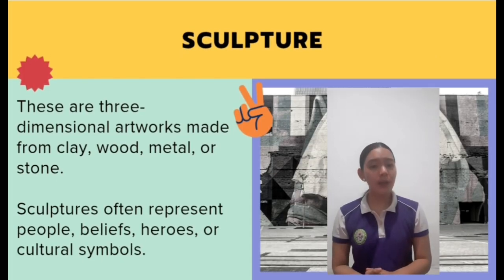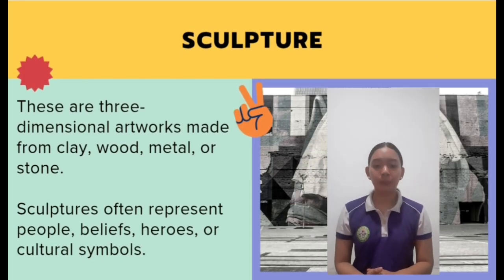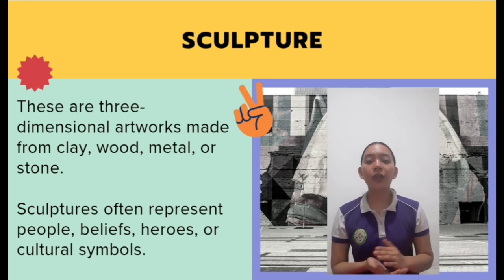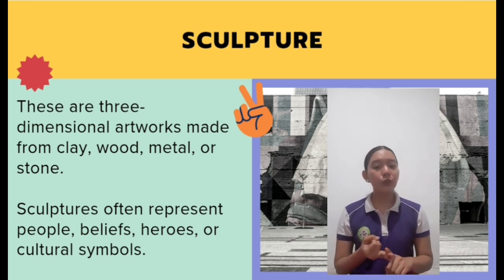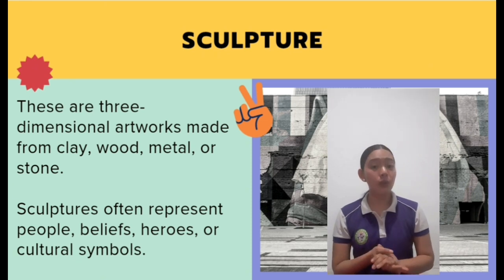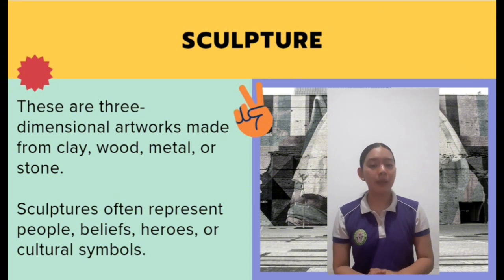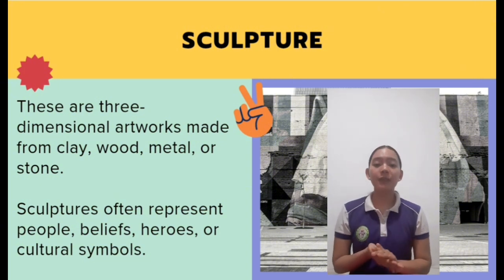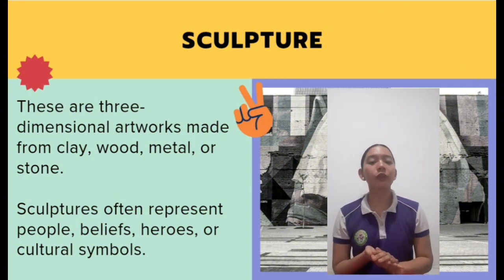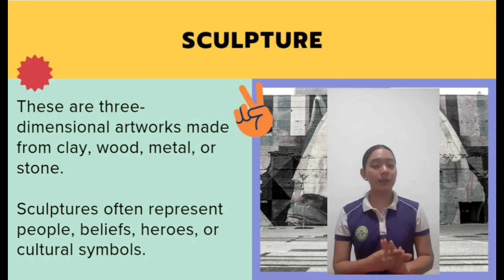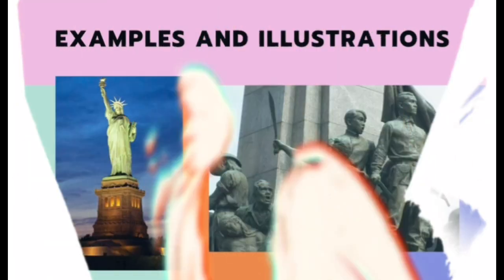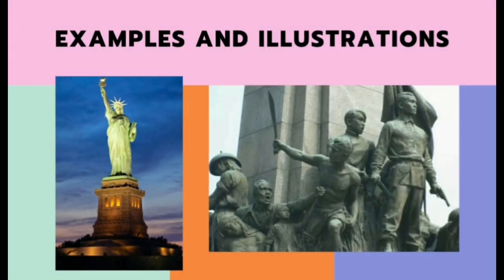The fourth one is sculpture. Sculptures are three-dimensional artworks made from clay, wood, metal, and stone. Sculptures often represent people, beliefs, heroes, or cultural symbols. For example, the monuments we see in parks are examples of sculpture.